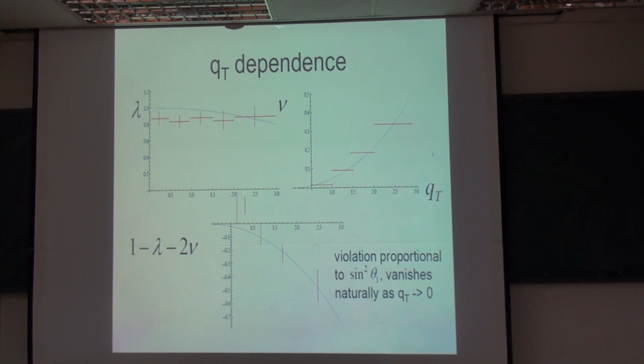Because collinear factorization must hold. So far, after the efforts of so many physicists, we know collinear factorization always works. So in the large QT region, we can apply collinear factorization. Then there should be no Glauber gluon, and we should not see this deviation.